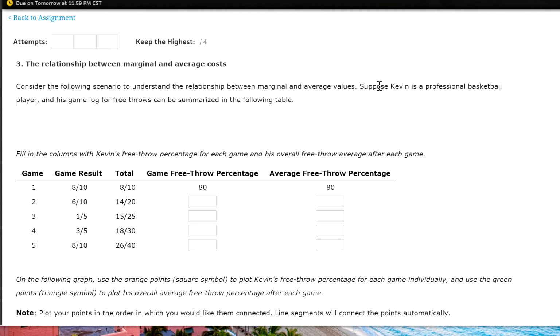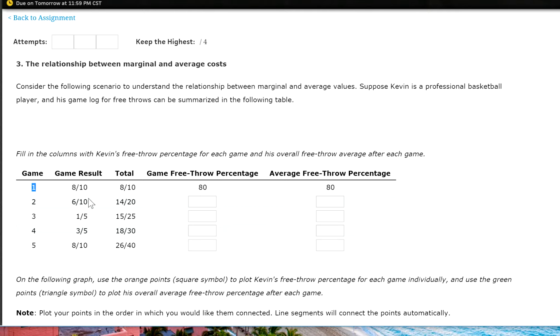Alright guys, this is number 3 on your chapter 13 homework. So the question says, consider the following scenario to understand the relationship between marginal and average value. Suppose Kevin is a professional baseball player and his game log for free throw can be summarized in the following table. So the first game, the game result is 8 out of 10, so total is 8 out of 10, and then his free throw percentage is 80%, and the average free throw percentage is also 80%.